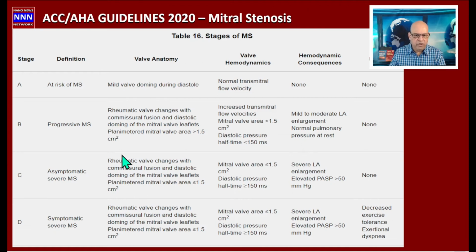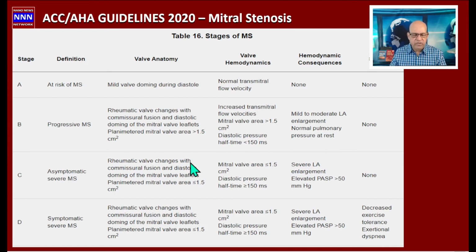So let's take a quick look at stage 1, at risk of mitral stenosis. Mild valve doming during diastole, normal flow velocity, no hemodynamic changes, none. So stage A, we don't need to do anything about it. Stage 2 is where the mitral valve area is greater than 1.5, diastolic pressure half time is less than 150. So this is mild mitral stenosis. So stage B, we don't need to worry about it.